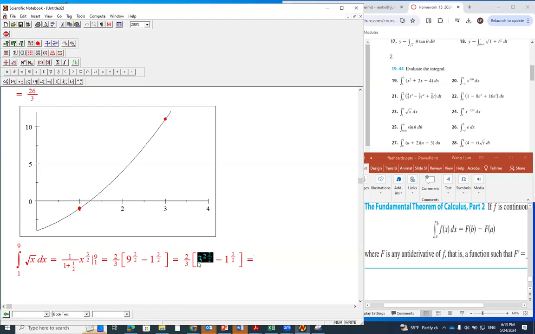9 is 3 squared, right? So here I'm going to write it the following way. I'm going to parenthesize the 9, and 9 is 3 squared. The two exponents multiply, and 1 to the power 3/2 is just 1, right?